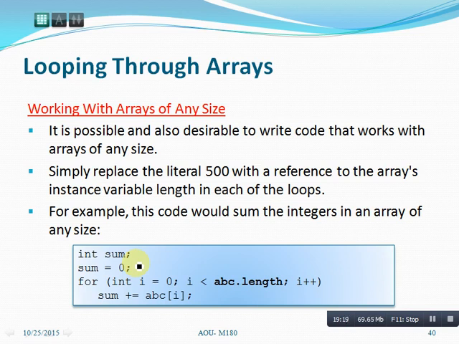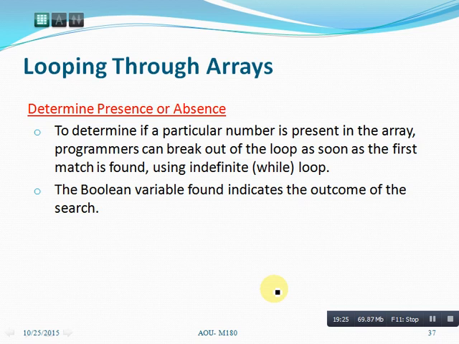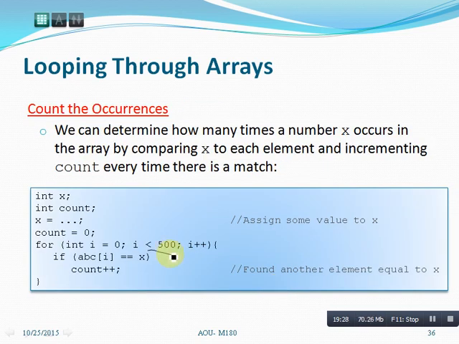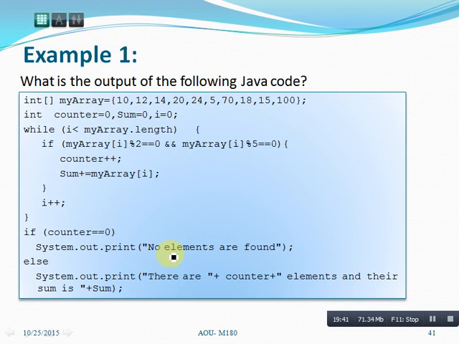Now again, working with any size of the array is just by using abc.length. In the previous programs, as you see here, this is using a direct number. So instead of a direct number, you can use abc.length, the length of the array. You can work without needing to know the size of the array. Just say abc.length and it will give you the size of the array.